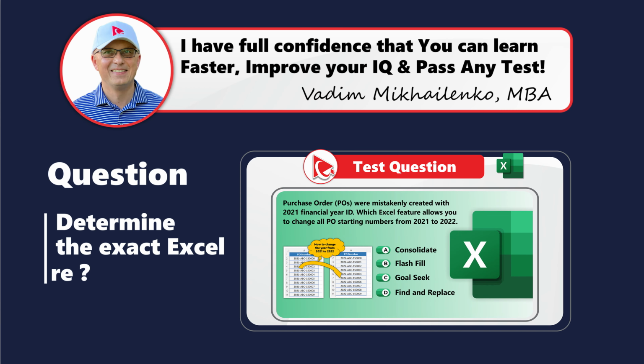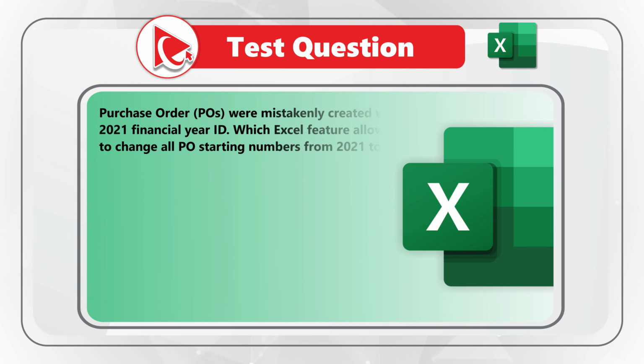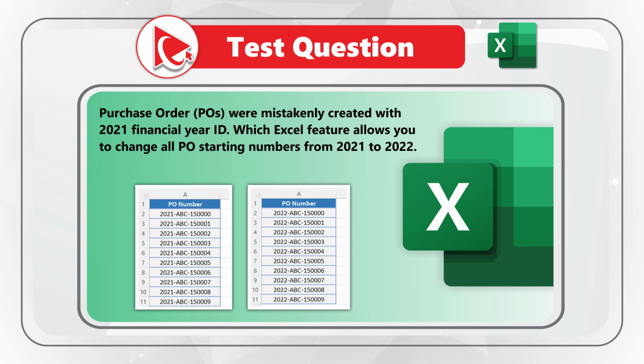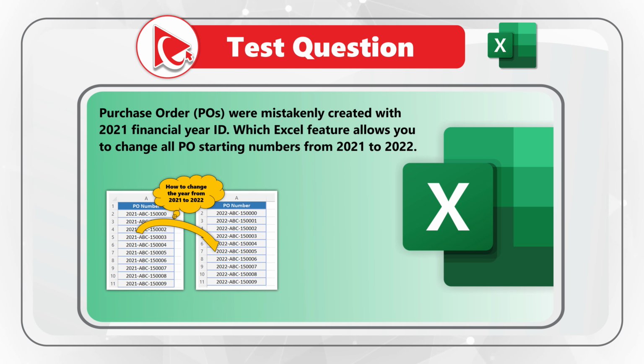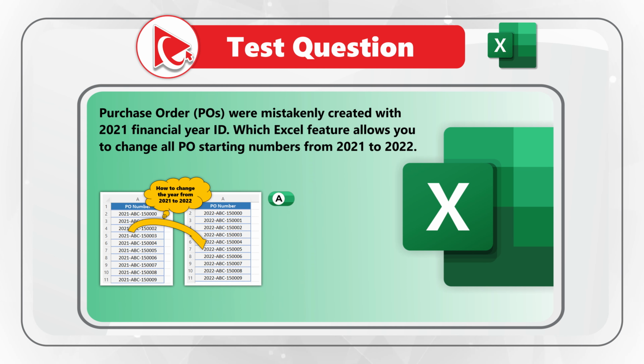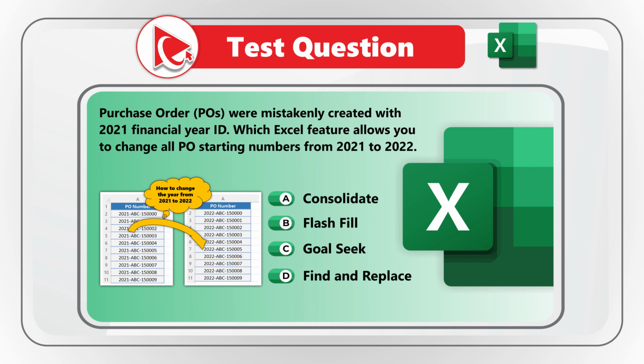Here's an amazing question to test your knowledge of Microsoft Excel features. Purchase orders, POs, were mistakenly created with 2021 financial year ID. Which Excel feature allows you to change all purchase order starting numbers from 2021 to 2022? And you have four different choices. Choice A, consolidate. Choice B, flash fill. Choice C, goal seek. And last but not least, choice D, find and replace.